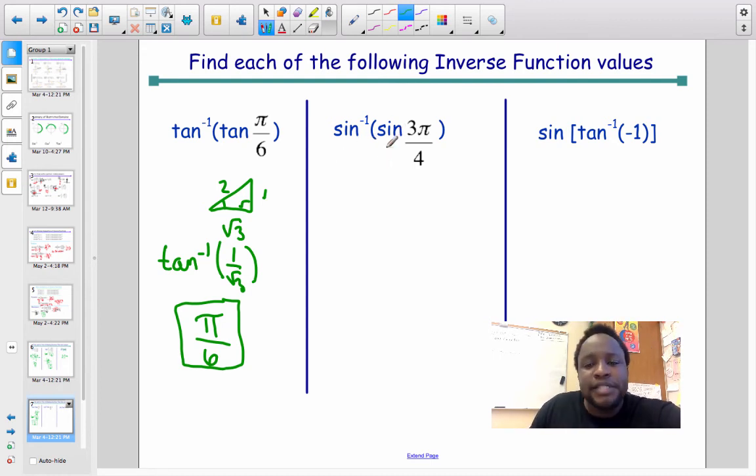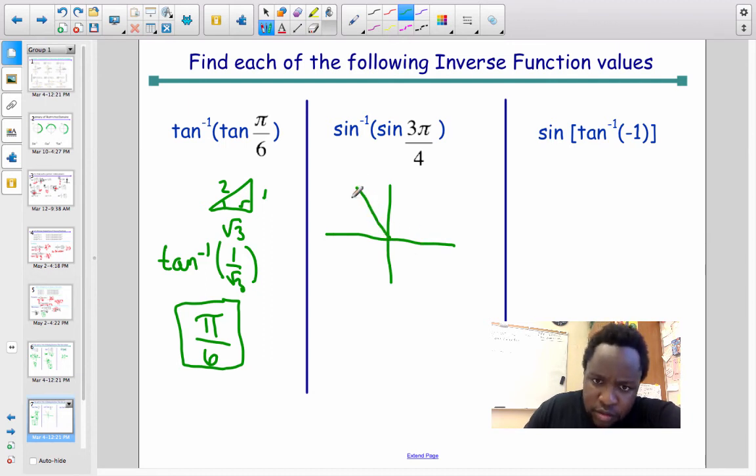So inverse sine of sine 3 pi over 4. Let's start with the parentheses, sine of 3 pi over 4. So we have 3 pi over 4. Oops, that's a right triangle there. Getting a little sloppy, I'm sorry. If this is 3 pi over 4, this angle would be pi over 4, the same thing as 45 degrees. So it's like 1, 1, leg root 2. And so sine of 3 pi over 4 is 1 over root 2.